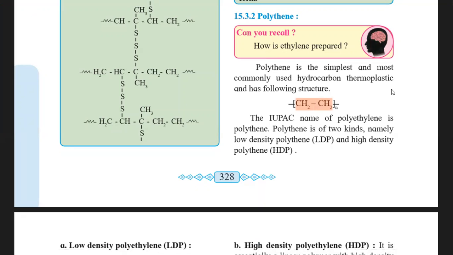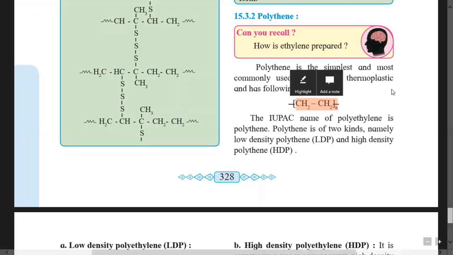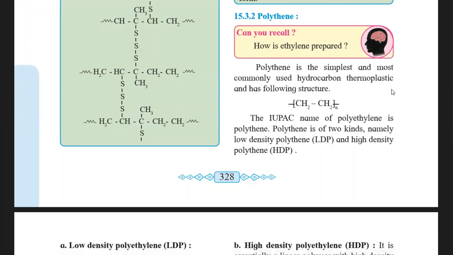On polymerization, the double bond is converted into a single bond. So it is CH2-CH2 repeated n times. This is polythene or polyethylene. The IUPAC name of this polymer is polyethylene.